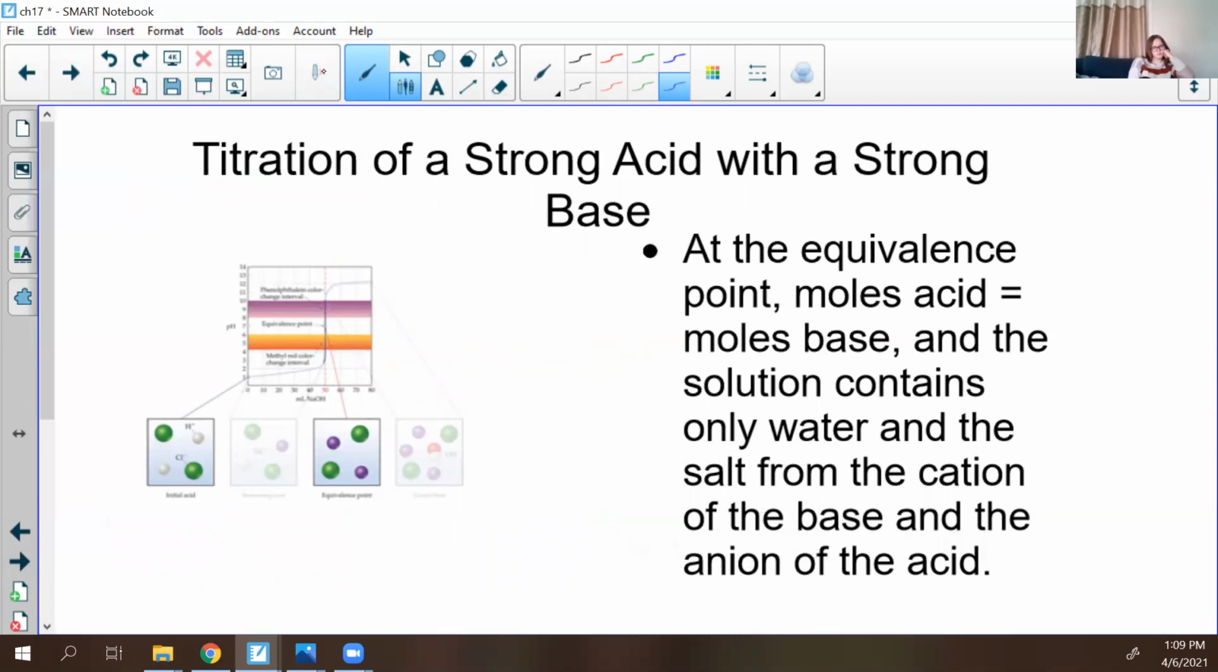At the equivalence point, I already said this, moles acid equals moles base, and the solution contains only water and the salt from the cation of the base and the anion of the acid. So if you do this with NaOH and HCl, you end up with NaCl aqueous, just salt water, and then just water.